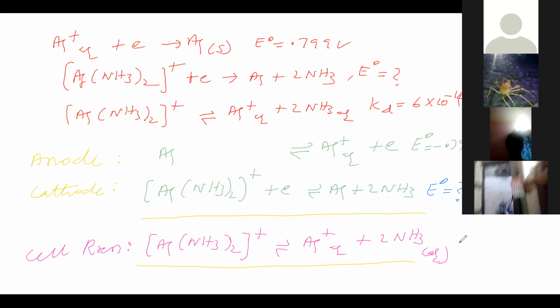For this cell reaction, the dissociation constant is given, that is 6 into 10 to the power of minus 14. Now you say that this dissociation constant says that this equilibrium lies almost left or right. You said almost left.